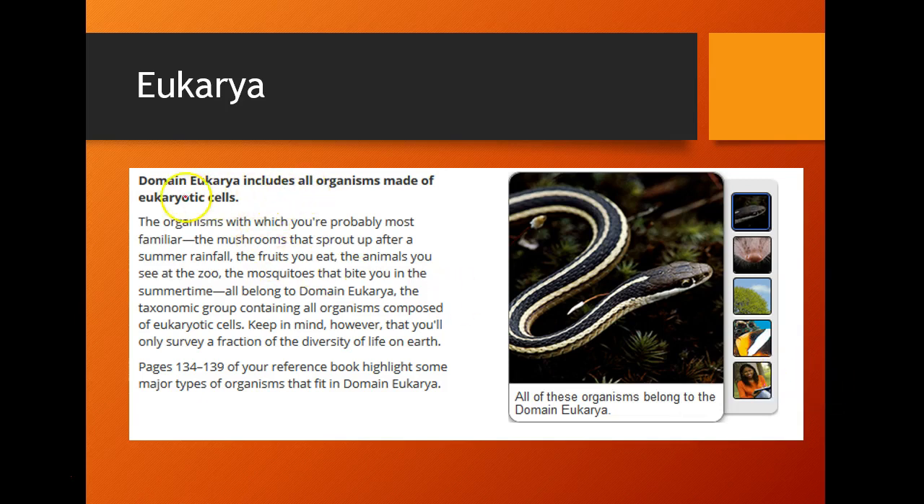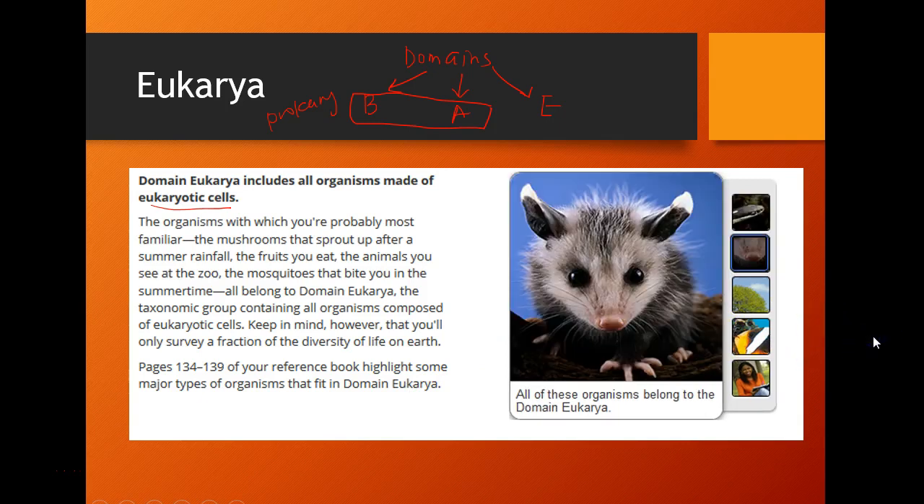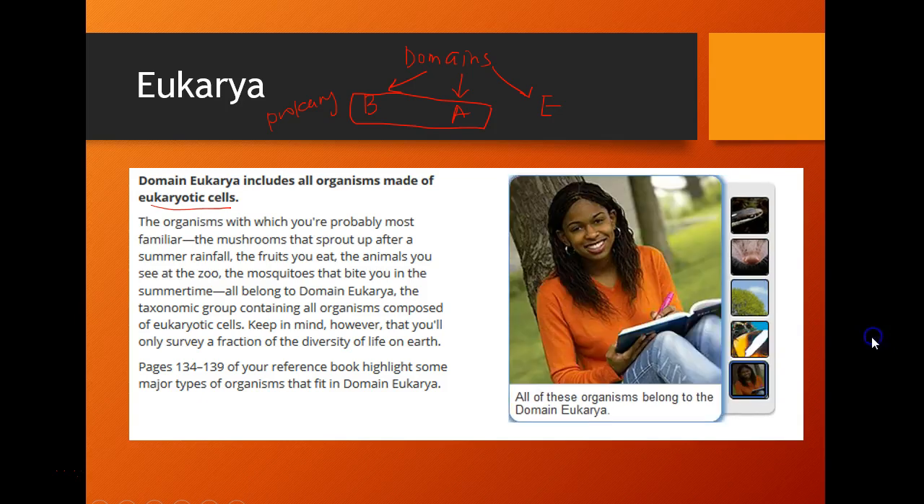Eukarya includes all organisms made of eukaryotic cells. So again, our domains, what we've talked about, is we have the bacteria, archaea, and then we also have the eukaryotes. Remember, these two right here are actually prokaryotes. So all other organisms besides bacteria and archaeans are considered eukaryotes. And here are some examples: this snake, this mouse, trees, fish, and us.